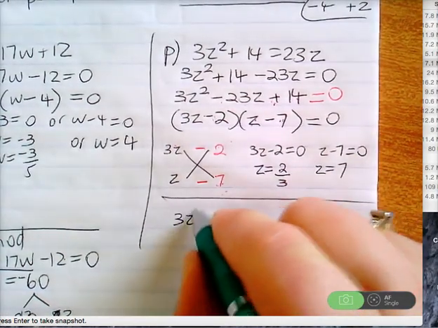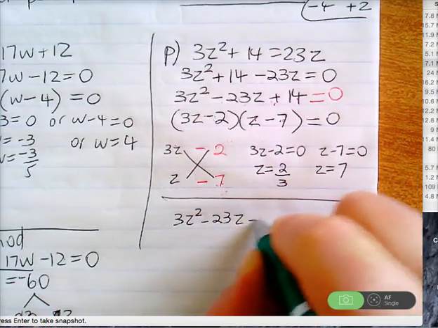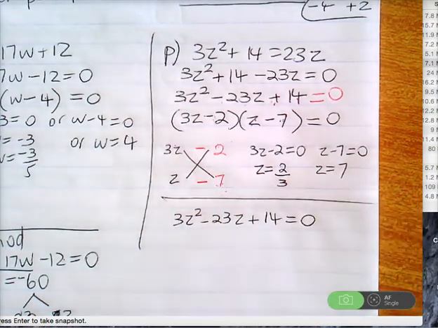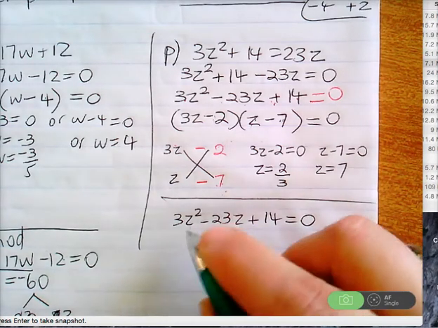Second method. 3z squared minus 23z plus 14 equals 0. See, girls, I'll tell you why I don't like the second method. You have to do 3 times 14. The factors of 42. Good luck. 7 and 6. All right. But it might not work. I don't think it does.